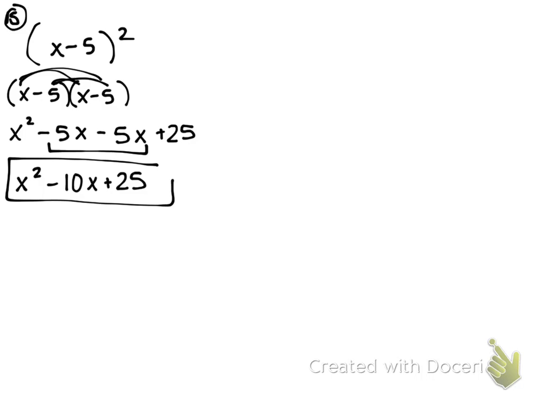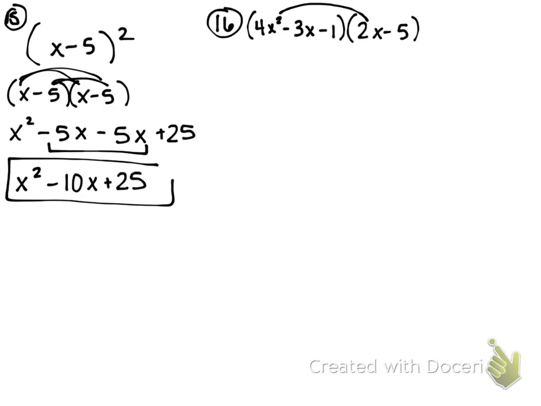Okay. And last in this section, number 16, we have 4x squared minus 3x minus 1 times 2x minus 5. Danielle, what would I do first? And what do you want to distribute first? The 2x and then the 4x squared minus 3x. Okay, perfect. We'll start here. 2x times 4x squared is what? 8x cubed. Very good. Jordan, where do I go next? 2x and negative 3x. Which is? Perfect.